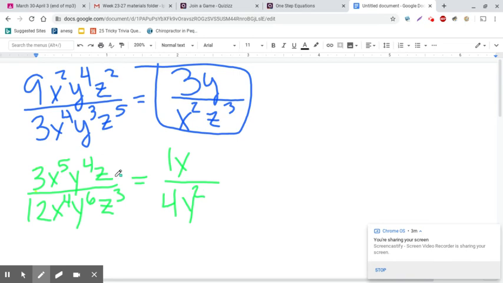Last but not least, we're going to look at our z's. All right, this is a z to the first power. Put the 1 there if that helps you. All right, so what's bigger, 3 or 1? Well, 3 is bigger, and z to the 3rd is in the bottom, so our z is going to be in the bottom. 3 minus 1 is 2, so you're going to have z squared. So your answer is x over 4y squared z squared.